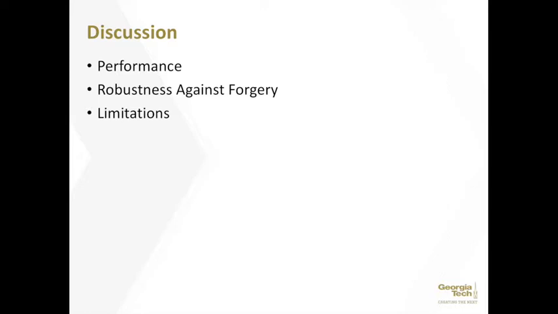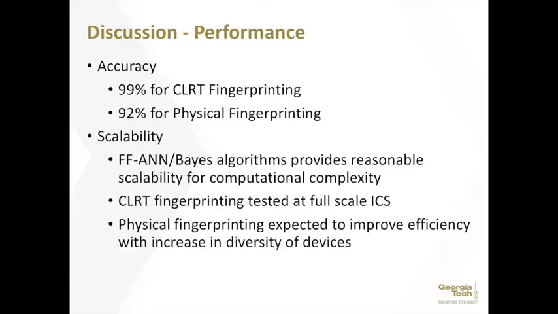So in this discussion section, I'm going to talk about the performance, robustness against forgery, and the limitations of the fingerprinting approaches, CLRT and the physical fingerprinting. So while neither physical fingerprinting nor the CLRT approach got 100%, they are well within the comparable range of the other papers that we addressed earlier, which range from 86% to about 100%. So these are viable fingerprinting options.